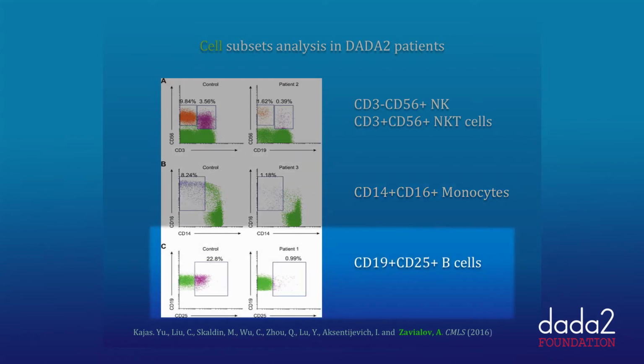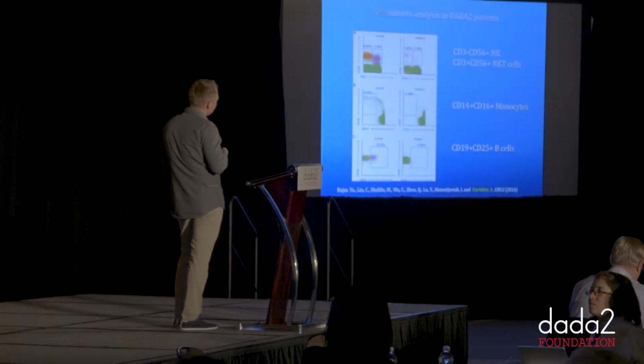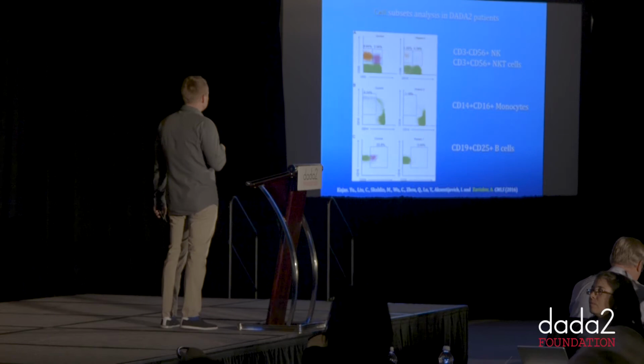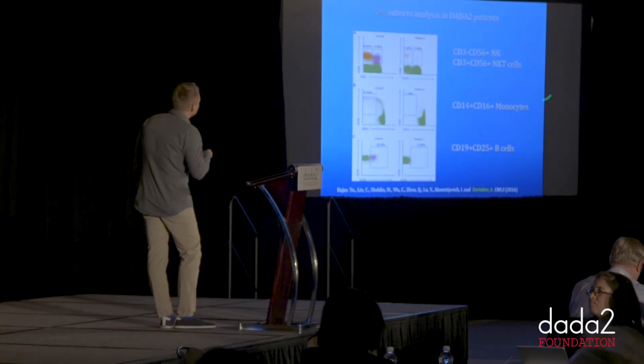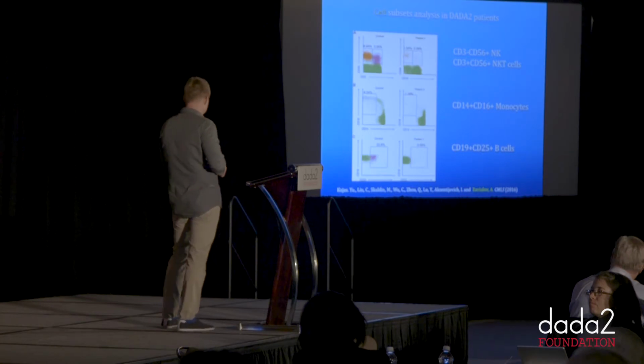As for B cells, besides what was discussed before, we found that CD25 positive cells, the cells that bind interleukin-2, are also missing in AD2 deficient patients. And if you compare to other patients with autoimmune diseases, there is a clear difference between AD2 deficient patients and other patients.